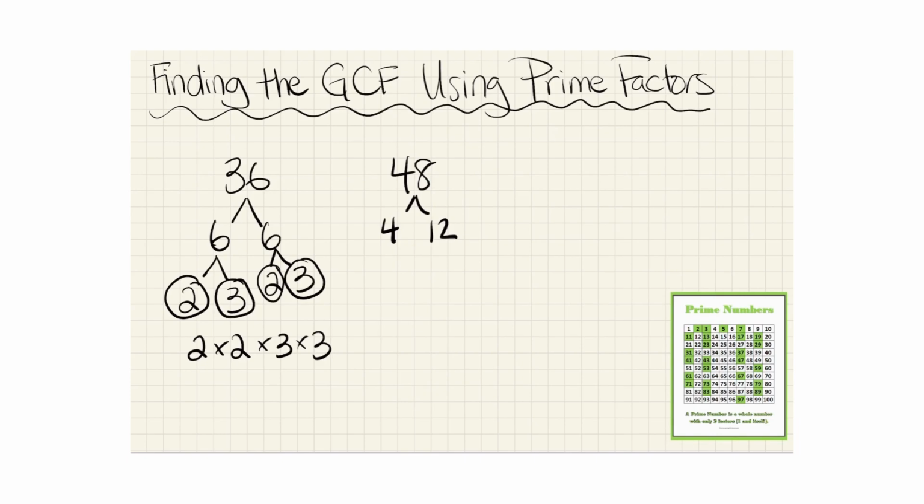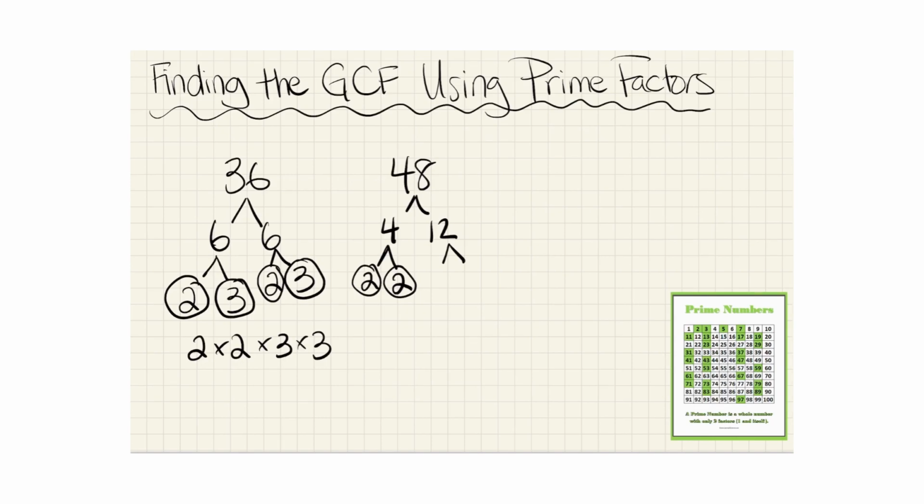So I'm going to ask myself, is 4 prime? No, it's not. What makes 4? 2 times 2. Is 2 prime? Yes, it is. Is 2 prime? Yes. So that side of the tree is done. Now I'm going to go over here to the branch with the 12 on it. 12 is not a prime number, so I'm going to go ahead and put the branches down there.